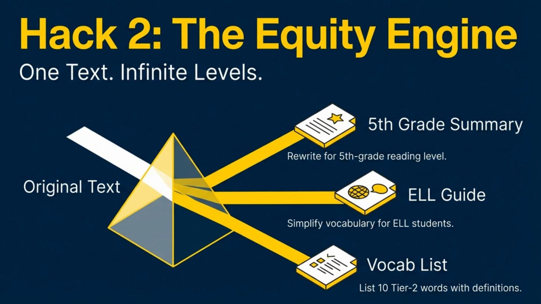Hack 2 is the equity engine, offering one text with infinite levels. Take your original text and instantly generate different resources. This includes a 5th grade summary, an ELL guide for simplified vocabulary, and a targeted vocab list with definitions.